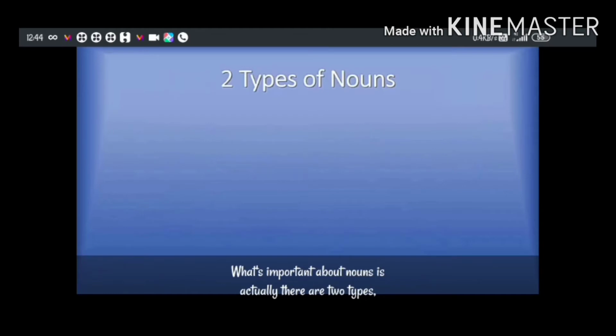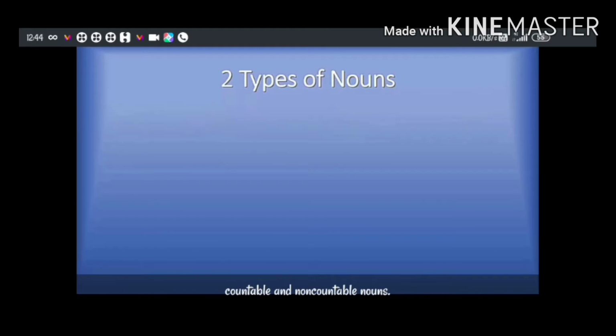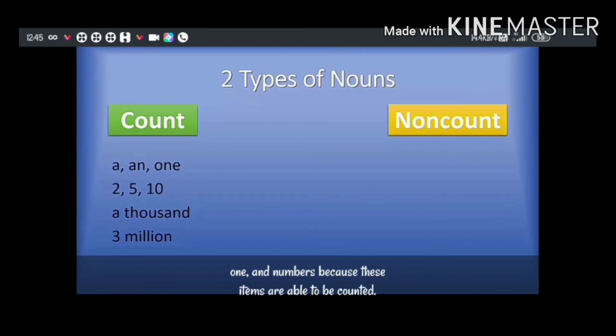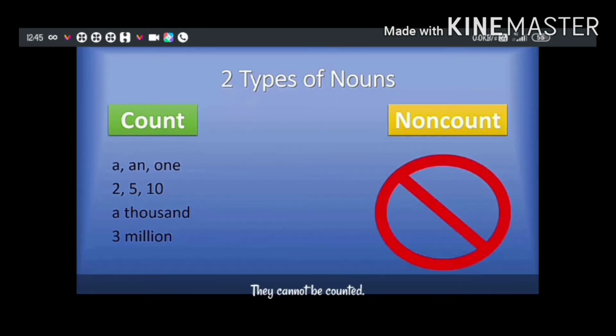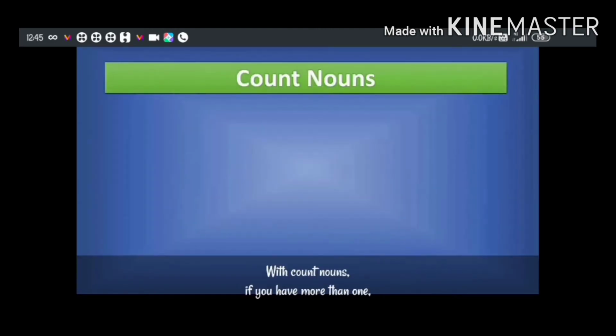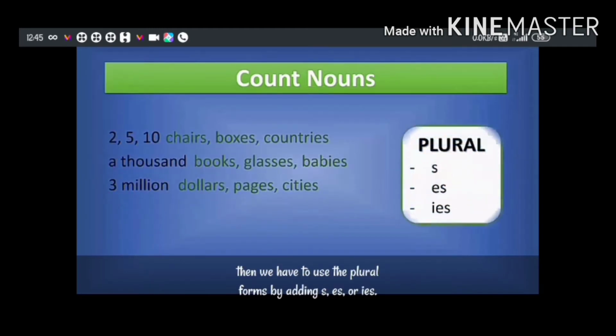What's important about nouns is that there are two types, countable and non-countable nouns. For short, we'll call them count and non-count nouns. With count nouns, we can use a, an, one, and numbers because these items are able to be counted. But with non-count nouns, we can't use numbers. They cannot be counted. With count nouns, if you have more than one, then we have to use the plural forms by adding s, es, or ies.